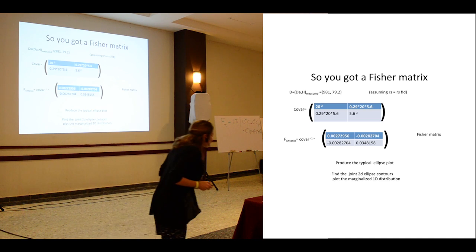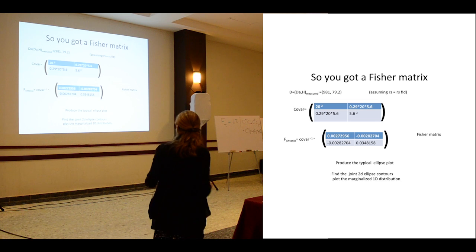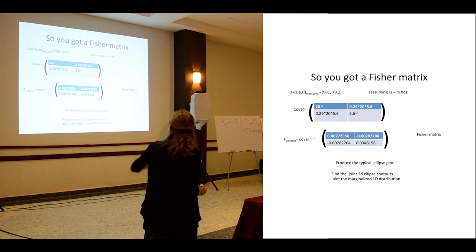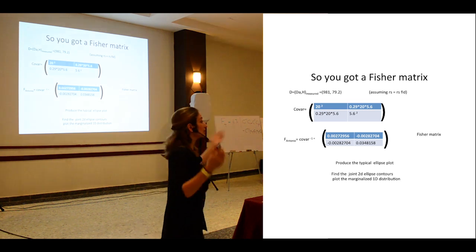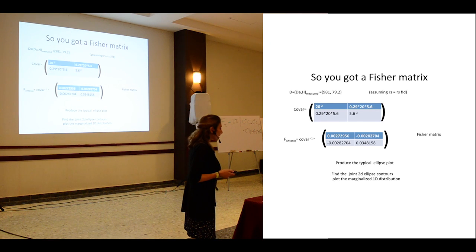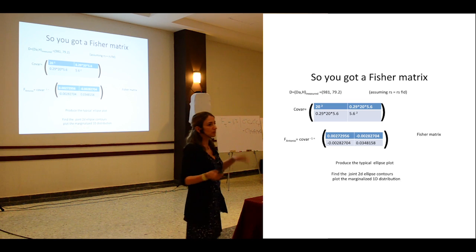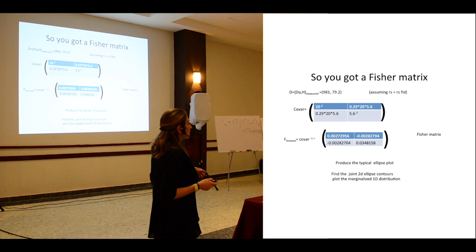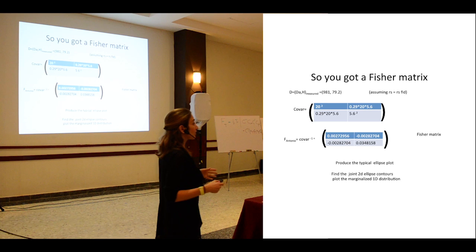Now, the next thing I would like you to do is, you have the Fisher matrix, produce the typical ellipse plot. Find the 2D joint ellipse contour that includes 68% and 95%, plot the marginalized 1D distribution, etc. So how would you do that? Well, you have two ways of doing that. One's the hard way, one's the simple way. Which one is hard and which is simple depends a little bit on you, whether you like to do things by hand or whether you like to figure out how somebody else's code works and run it.